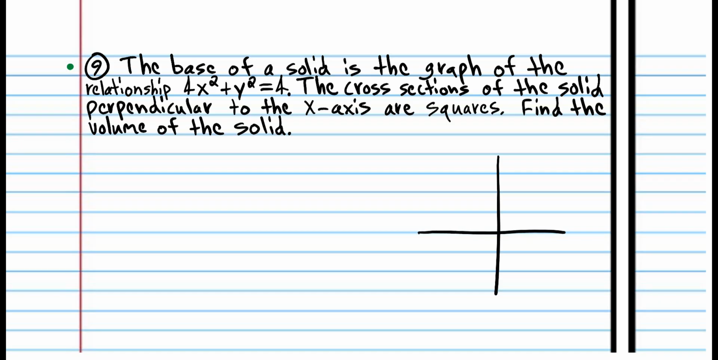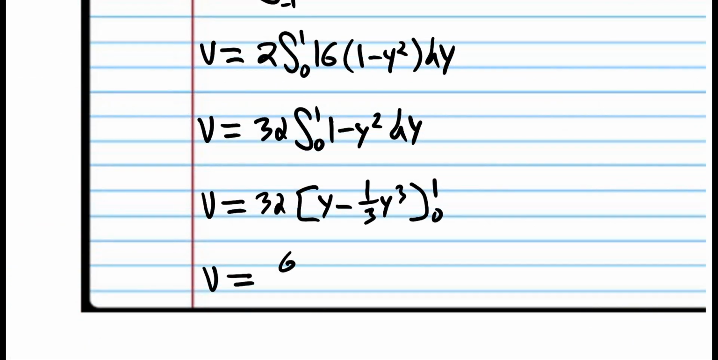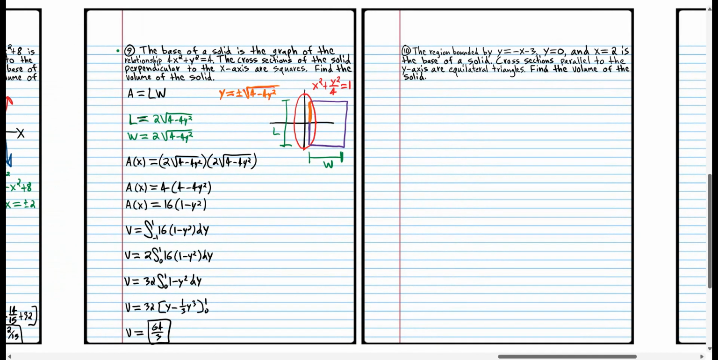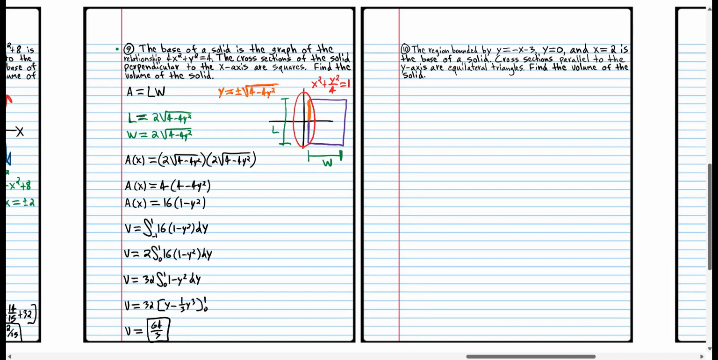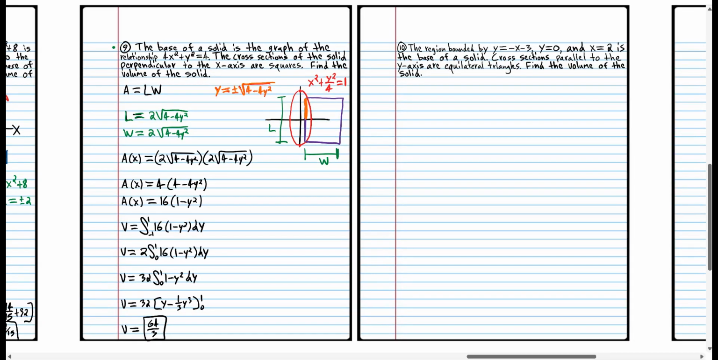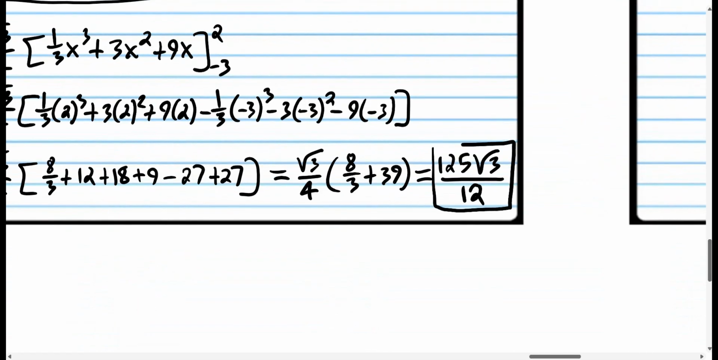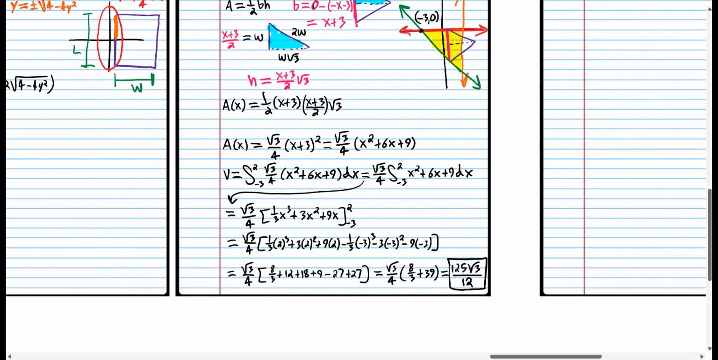Okay, we're back. 64 over 3. So there you go. If you got that right, excellent. Okay. So go ahead and try number 10. If you got number 9 right, good. When you're done with number 10, we'll do it together. Okay, we're back. So there you go. If you got that right, excellent.